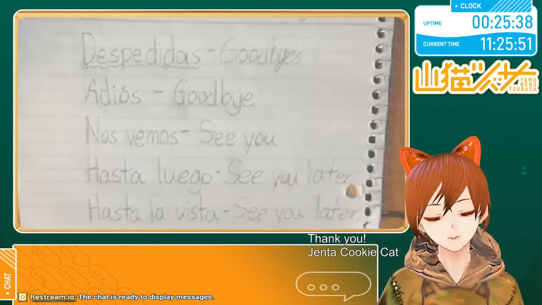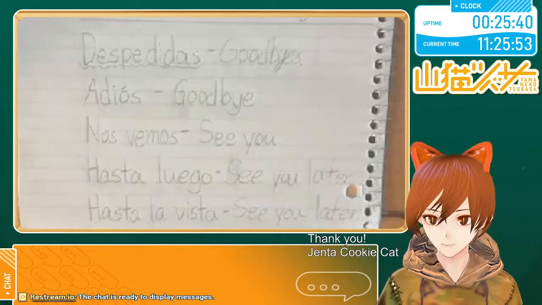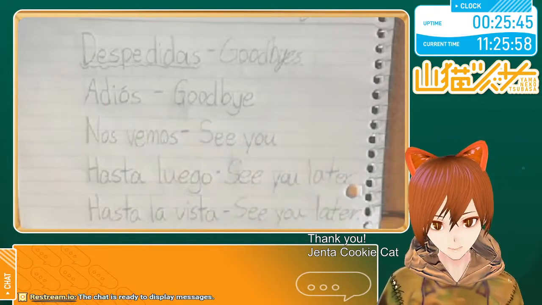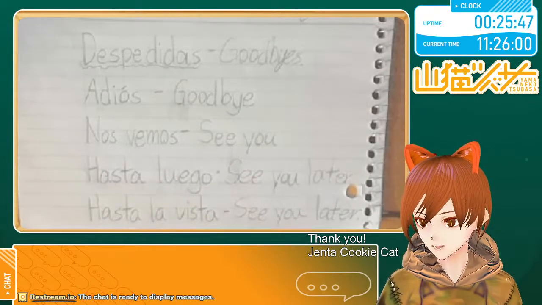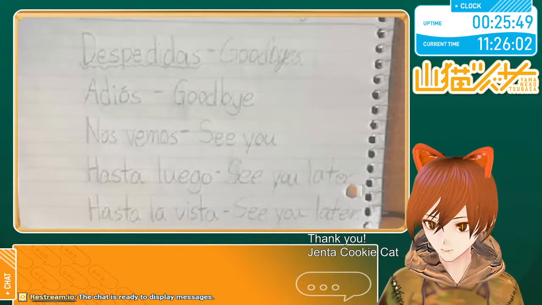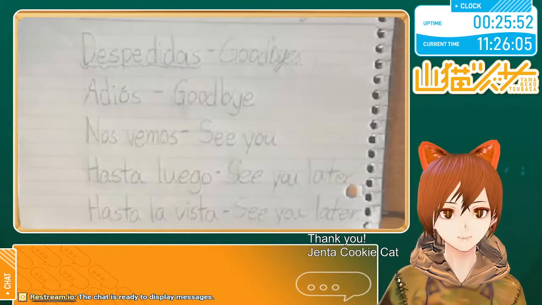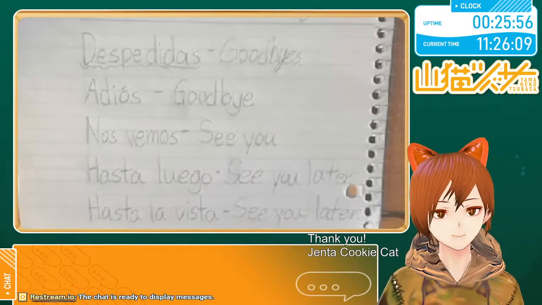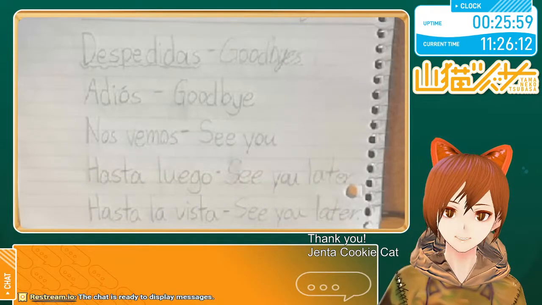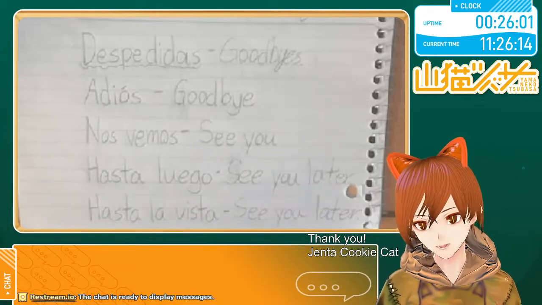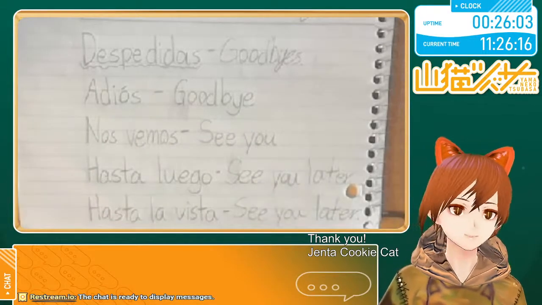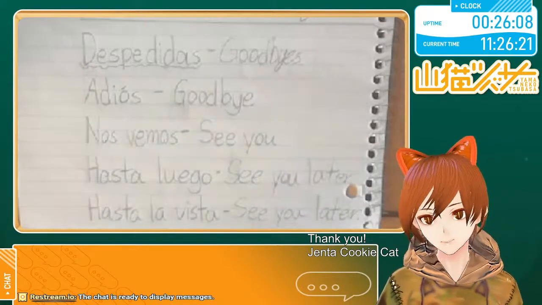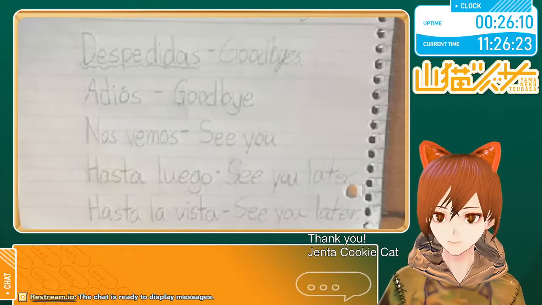It is the nosotros form, the we go. Vamos. And then a la playa, we go to the beach. Vamos a la playa. And if anyone else knows the song, the lyrics are Vamos a la playa, a mí me gusta bailar. I like to dance.